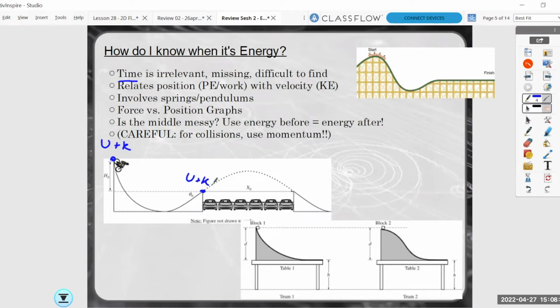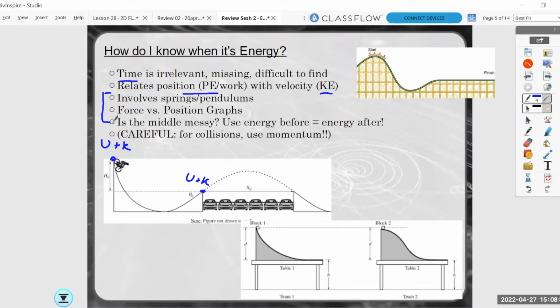And in this way, what it really does is it relates where you are, your position, which corresponds to potential energy or maybe work done, with how fast you're going, your velocity. So any of these questions where it's like, oh, you fall down a certain distance, how fast are you going? You can really look at these through the lens of energy. You don't care how long they take in this case. Often they involve springs or pendulums. There's a big connection between energy and simple harmonic motion.